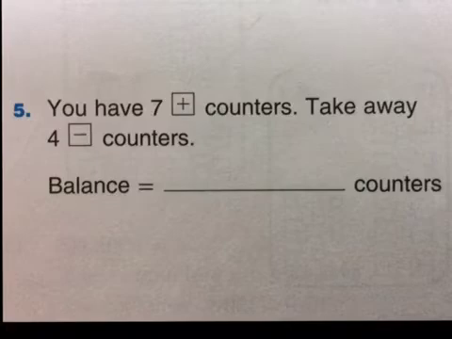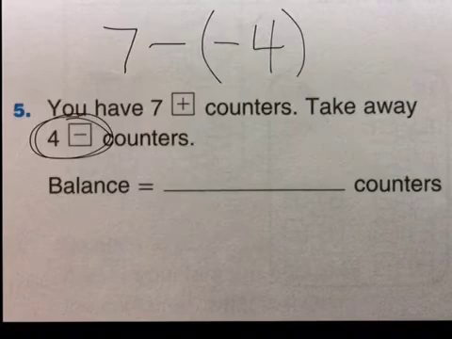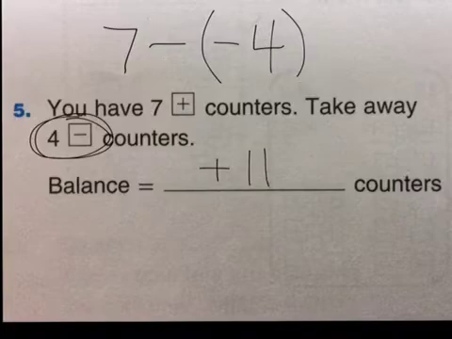Okay, we would write it a little differently. Instead of writing -7, now we were just going to write 7, right? And you're taking away what kind of 4? -4, right? You're taking away -4. So what balance would we get? If you say positive 11, you are correct.